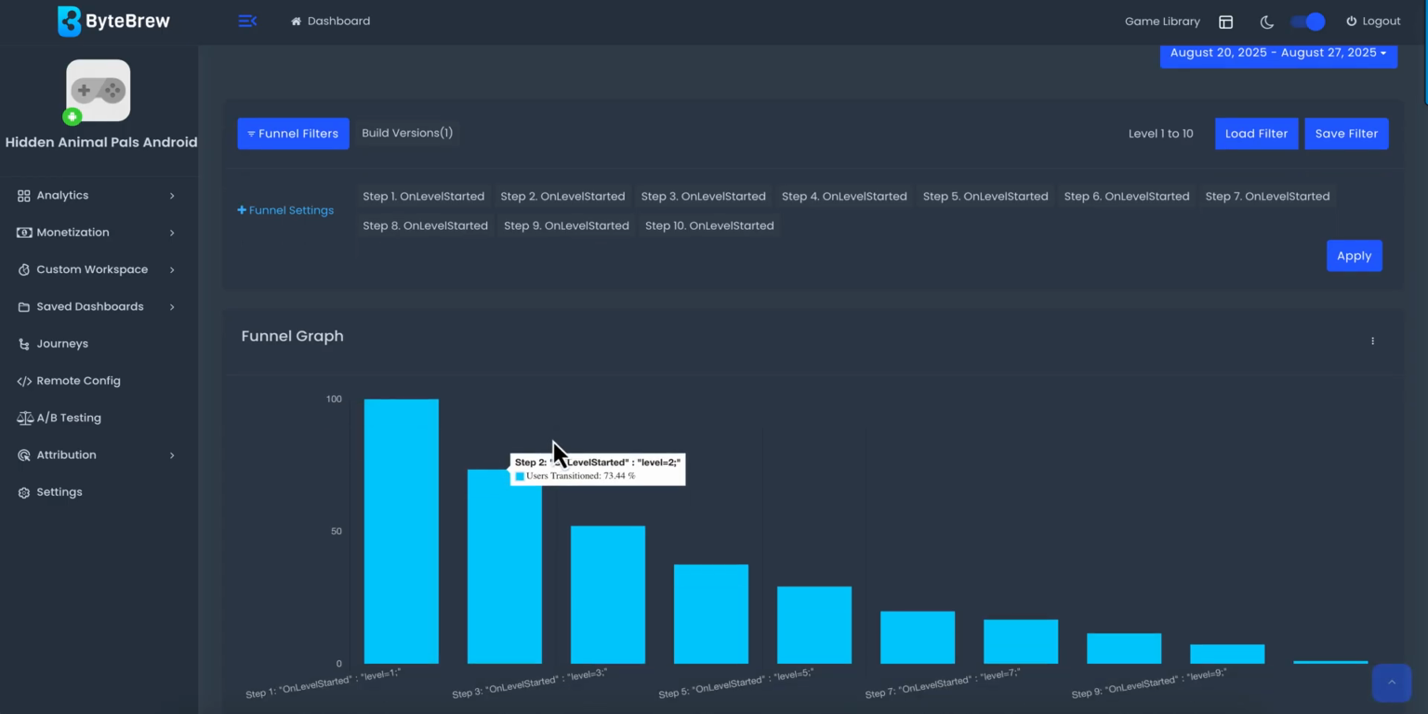And if we keep on going, we can see this drop off is quite consistent, right? 70, 50, 20 to 30, 10 to 30% of drops here, constant drops. So finally, level 10, only 1% of people got to level 10. That's a really bad look for a game.